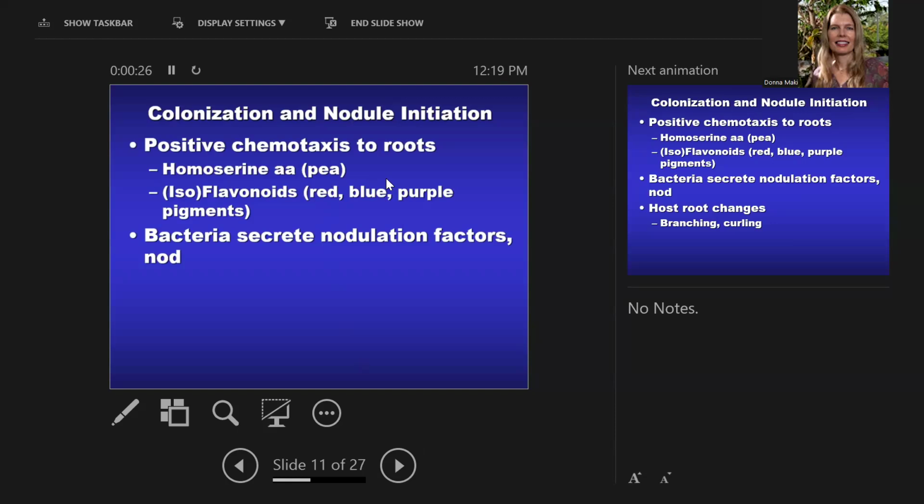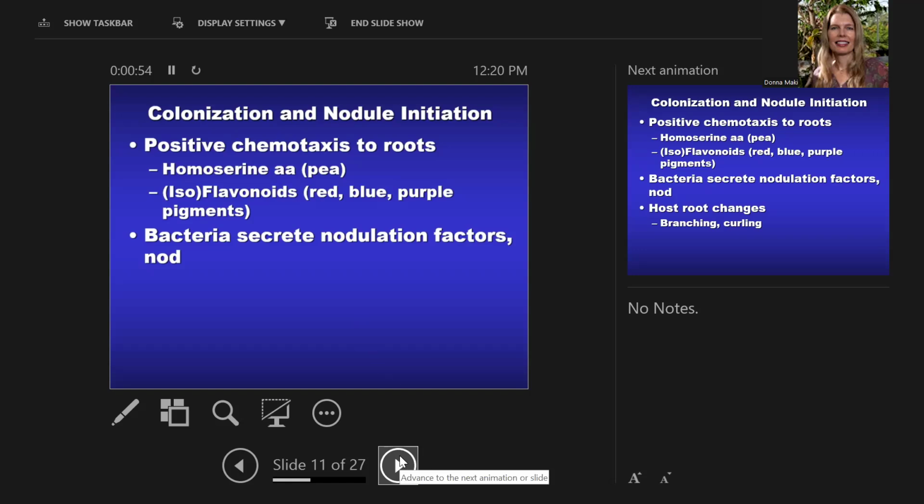But realize the roots are excreting something to attract the bacteria, and once the bacteria get to the roots, they have to communicate back to the plant, hey, I'm a good guy, let me in. So nodulation factors serve that purpose. It's kind of analogous to how you wouldn't let just anyone off the street walk into your house. There needs to be this introduction and communication before you let someone into your house. And so, same idea.